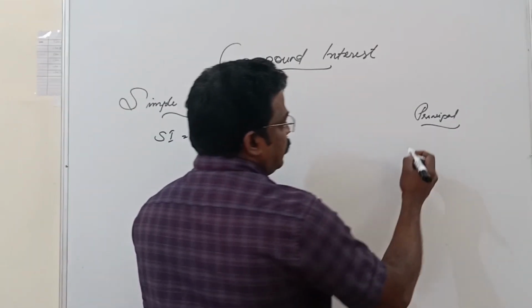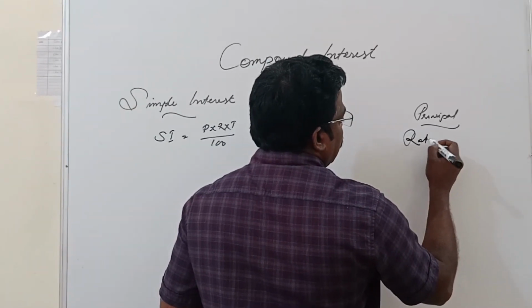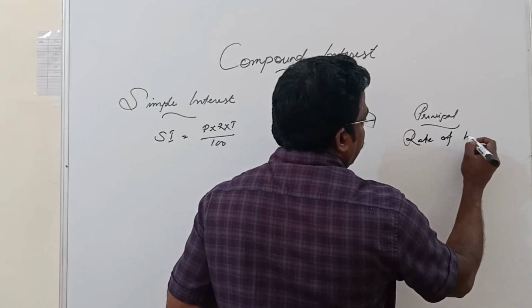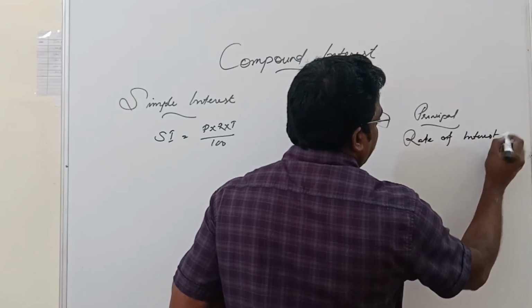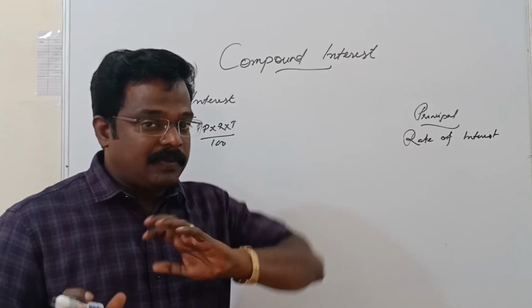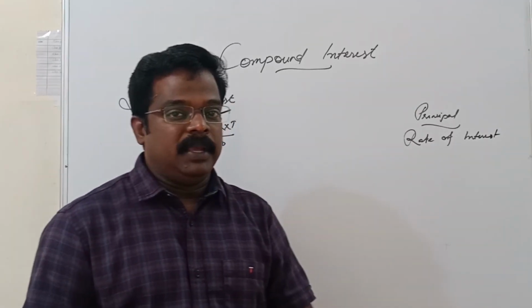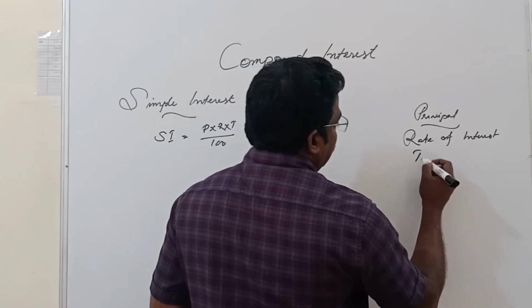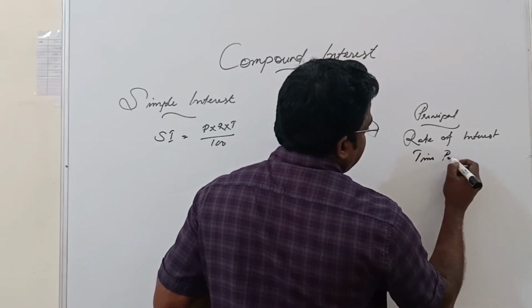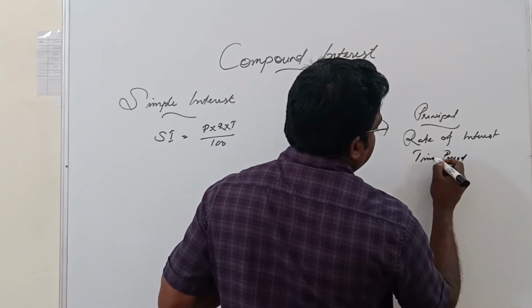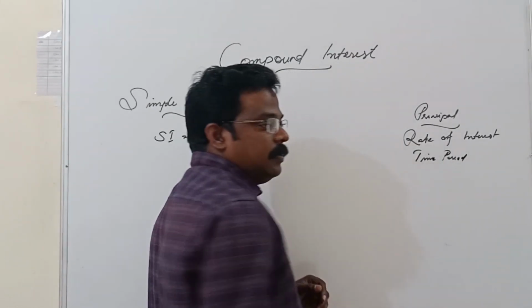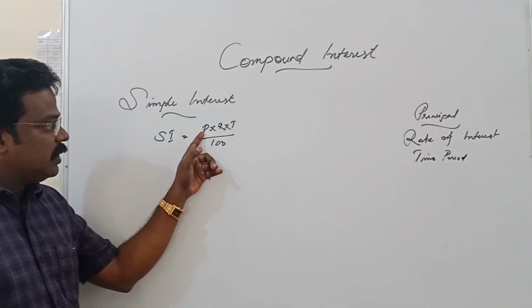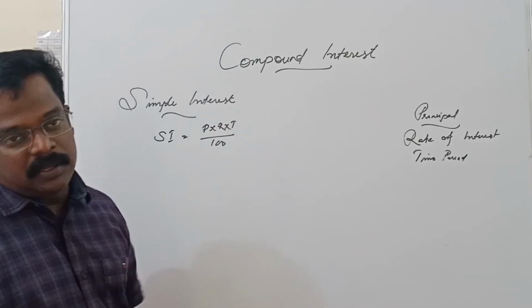The bank will tell you, you have to pay 5% interest or 10% interest. So that is the rate of interest. R means rate of interest. And you have to pay back after 3 years, 4 years, whatever may be. The duration of that loan, that is called T, that is time period.